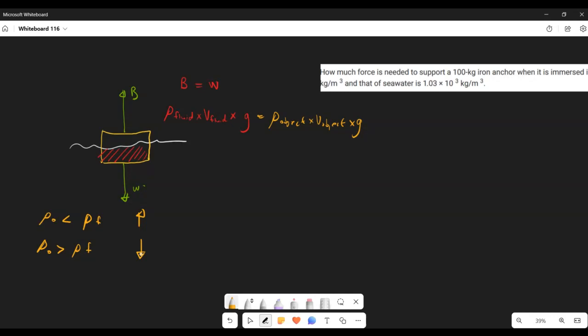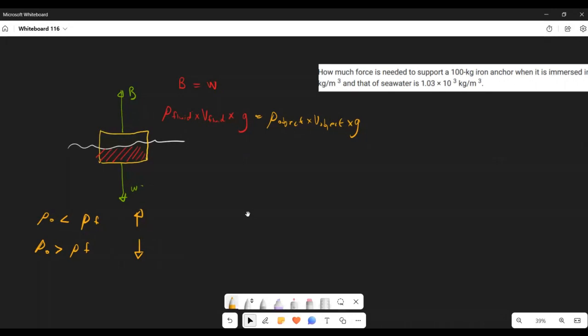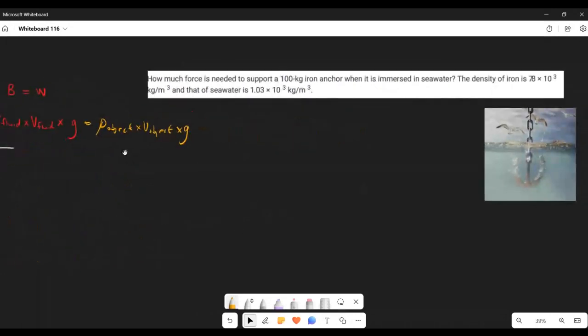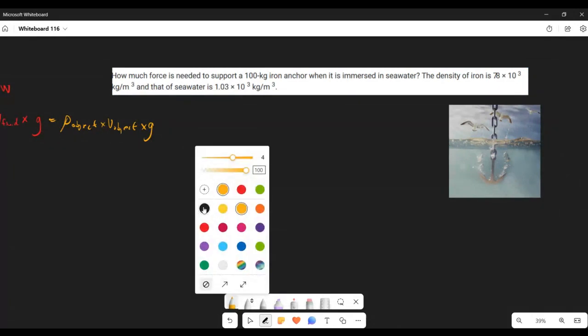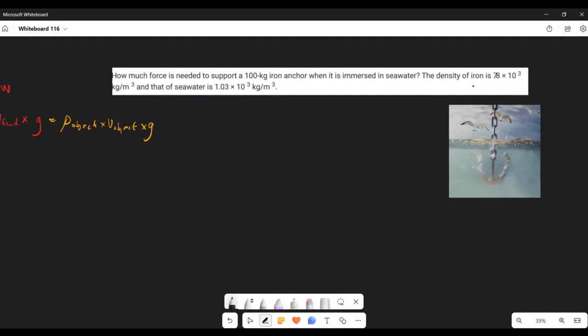Okay, so in this question, let's see if you guys are able to figure it out. So now again, here we have an anchor. The anchor is completely immersed in the seawater, and our density over here, just by the way, is 7.8 times 10 to the power 3.